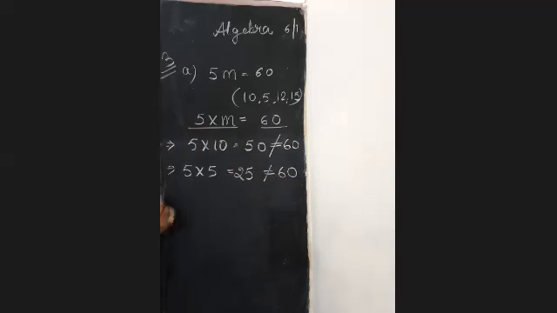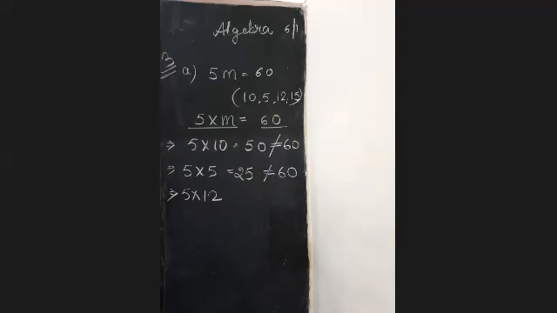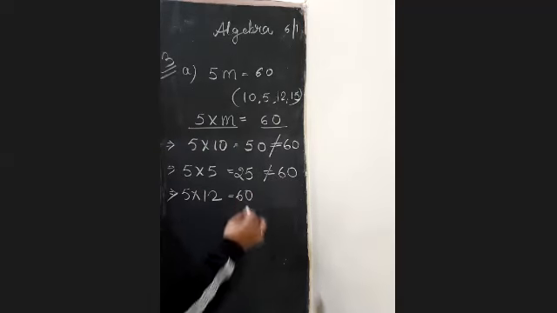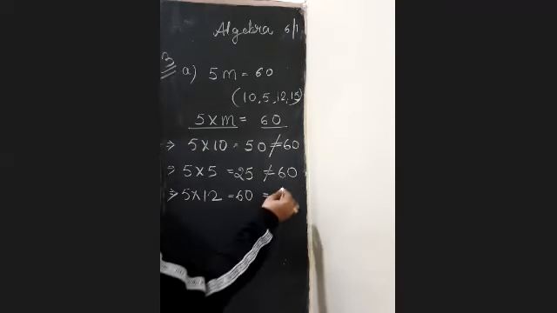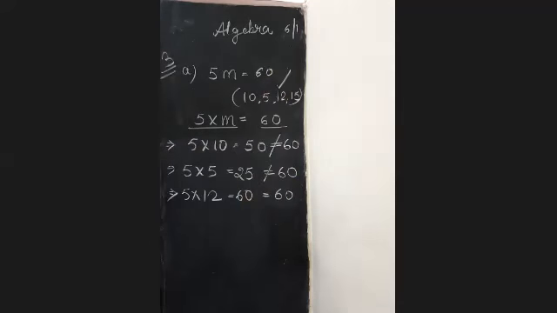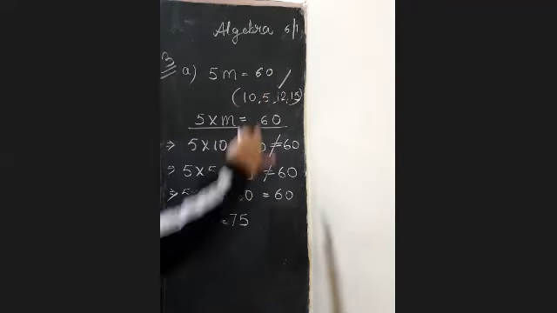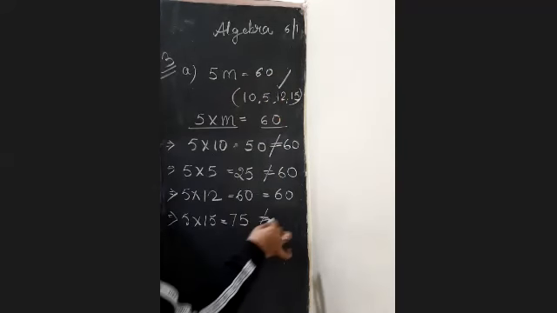This is also wrong. Now moving on to the third value, that is 5 into 12. 12 into 5 gives you 60, which is equal to 60. It means the 12 one is correct. Now let us put the next value also, that is 5 into 15. 5 into 15 is 75. What should it be? 60, which is not equal.